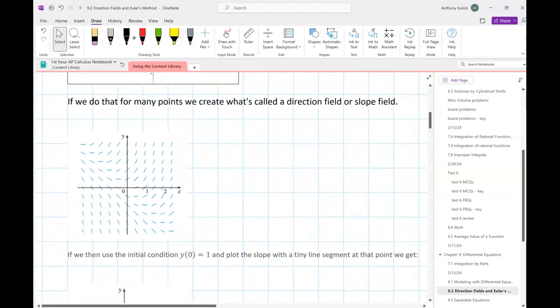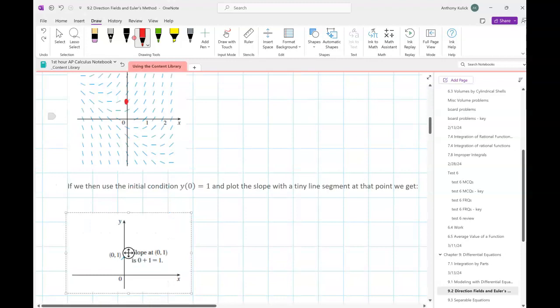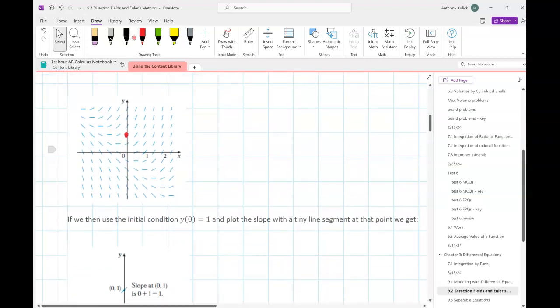So what if we wanted to use that? Here's our slope field, right? We've constructed this just from the differential equation. And we have this initial condition, y of 0 is equal to 1. So when x is 0, y is 1. So that's like that point there, say maybe. Well, actually, it's probably more like that point there. Everybody's okay there?